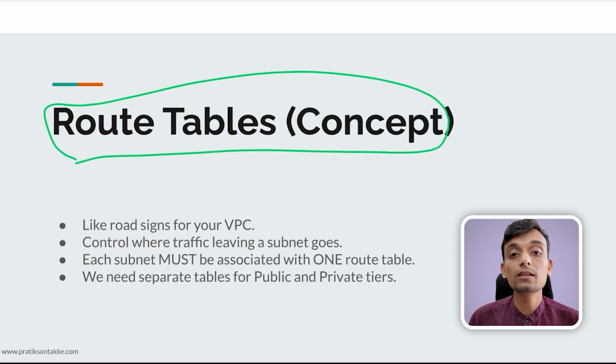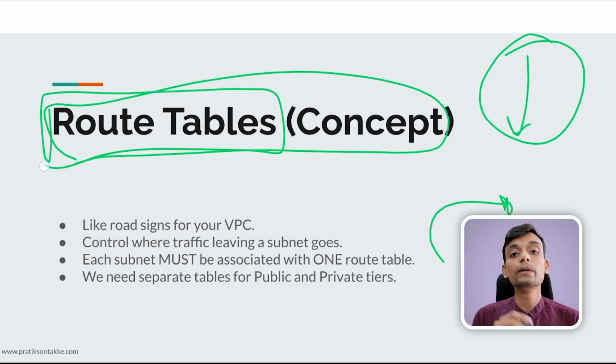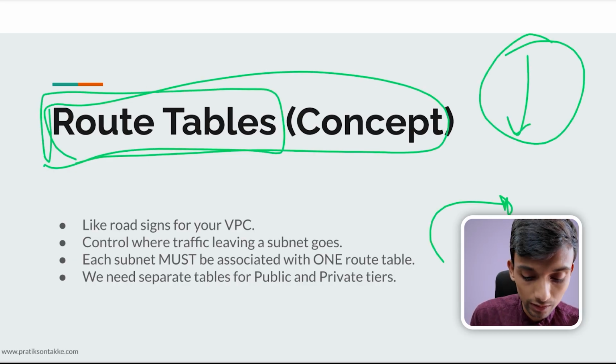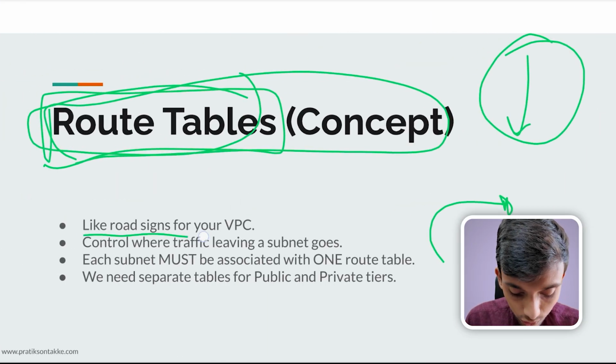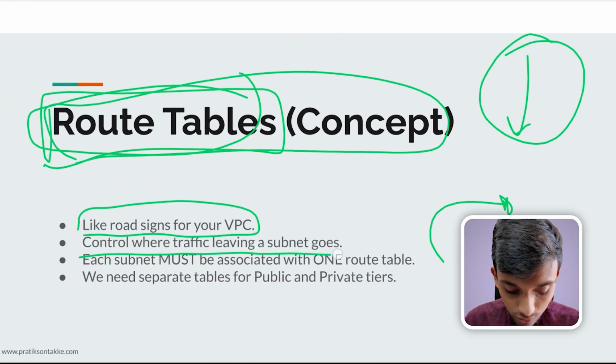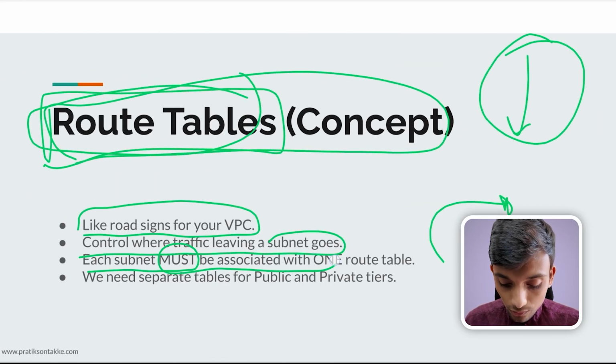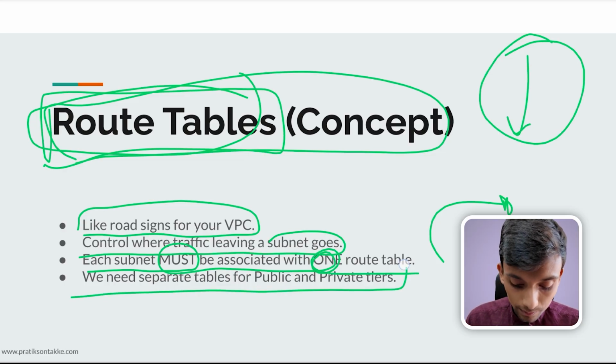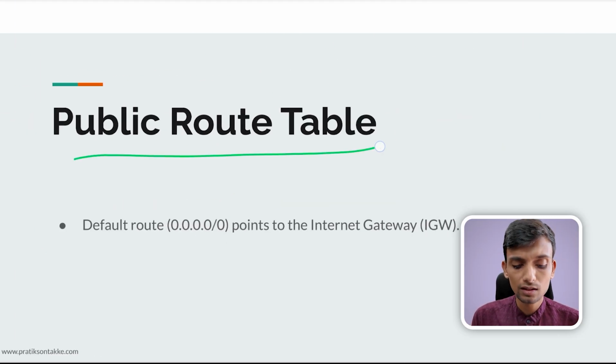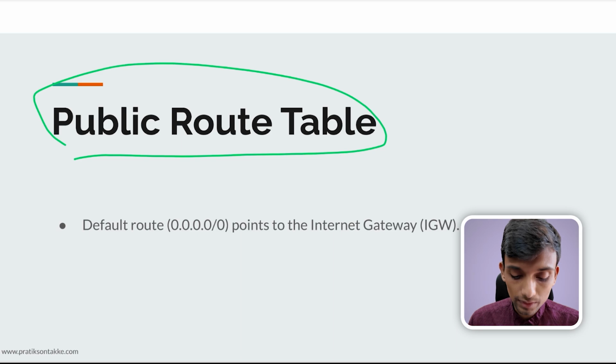A route table helps you route better, travel better. That's called a routing table. The concept is like roads in your VPC, controlling where traffic goes. Each subnet must be associated with one route table, and you need a separate table for private. A public route table, where anyone can access that route, is called a public route table.